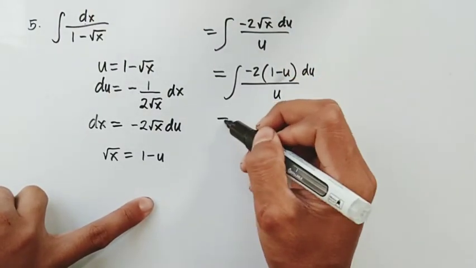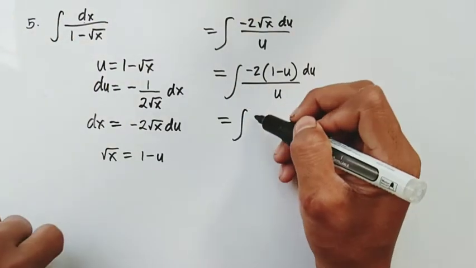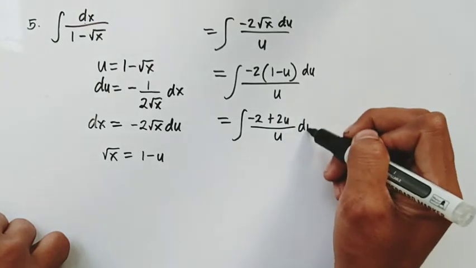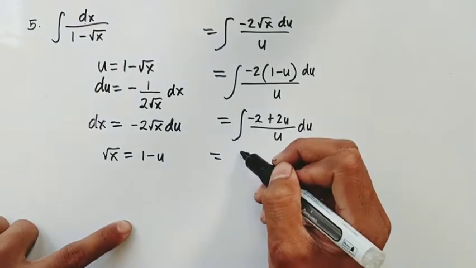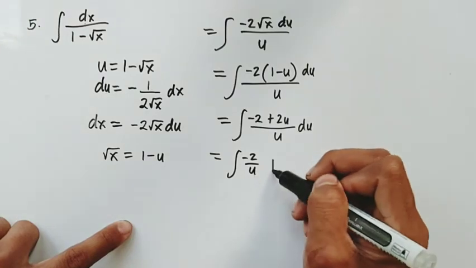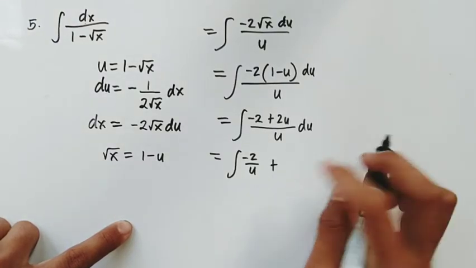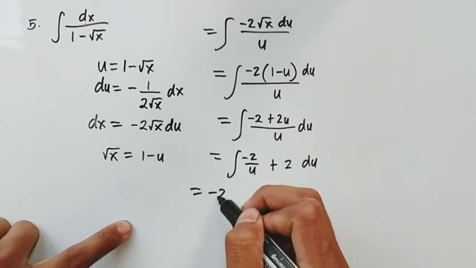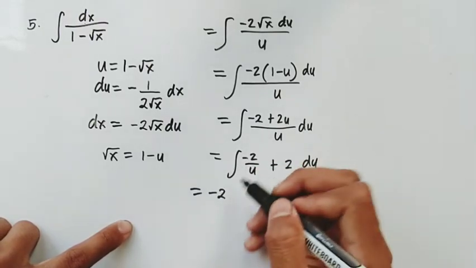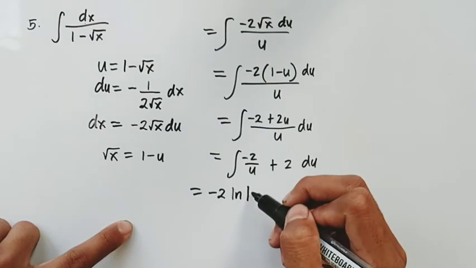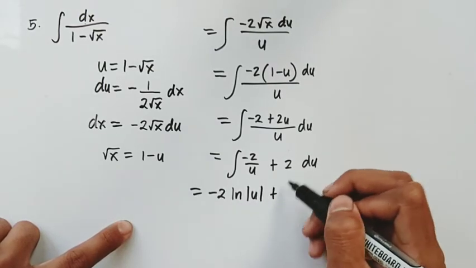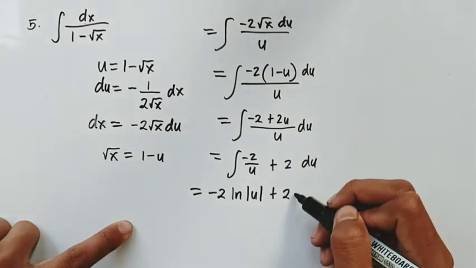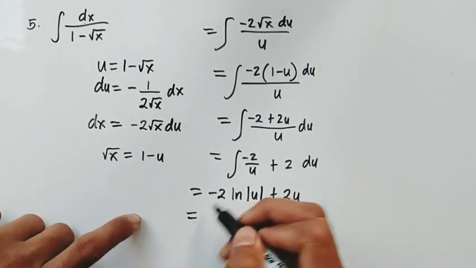Now, lahat na tayo sa u. Simplify muna natin, expand. Magiging negative 2 plus 2u all over u du. And, ito magiging integral of negative 2 over u plus u plus 2, du. And, etong negative 2 ilabas na natin. Tapos matitira, the integral of 1 over u is natural logarithm of absolute value of u. Then, integral of constant. Copy mo lang yung constant, multiplied by the variable, yung ginamit. So, ayan. And balik tayo sa u.